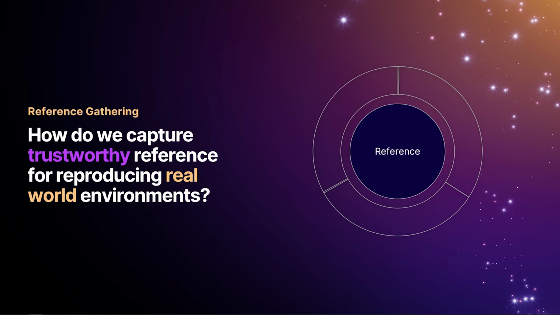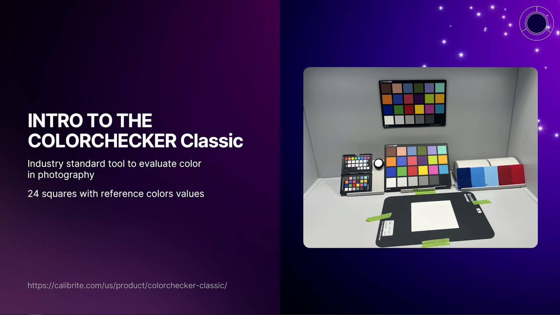So that's the material side. Everything is grounded on trustworthy reference. And so I already showed you the color checker, right? This is an industry standard tool. If you're in cinematography or photography, you're very familiar with these things. And I used it to gather reference.